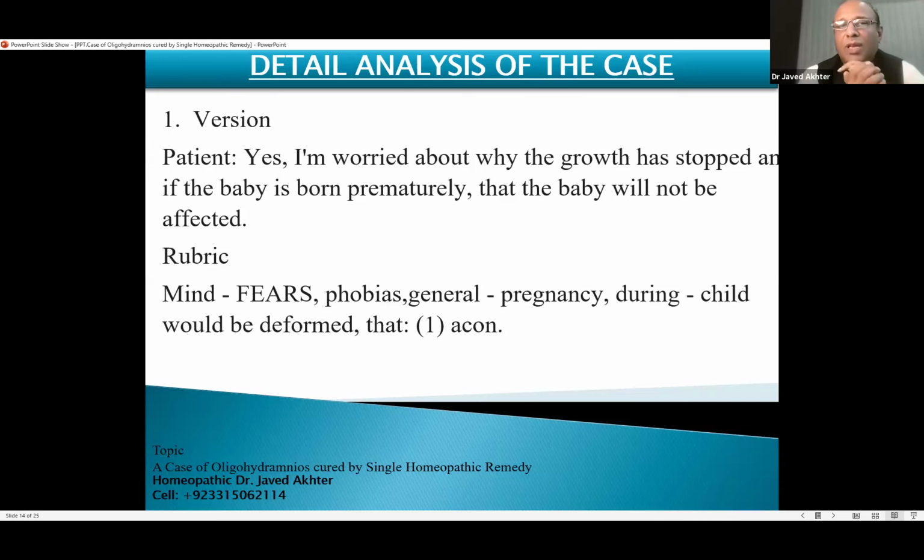Basically, if you take the case, there is a feel of the case, the crux of the case. What is the actual crux of the case is this. The patient has worry, concern, and fear. The patient says, I am too worried, may the baby not be affected during pregnancy. So the rubric I have taken here: fear, phobias, general, pregnancy during, child would be deformed, that. This is the actual meaning of what the patient says. The only remedy that comes up is aconite.